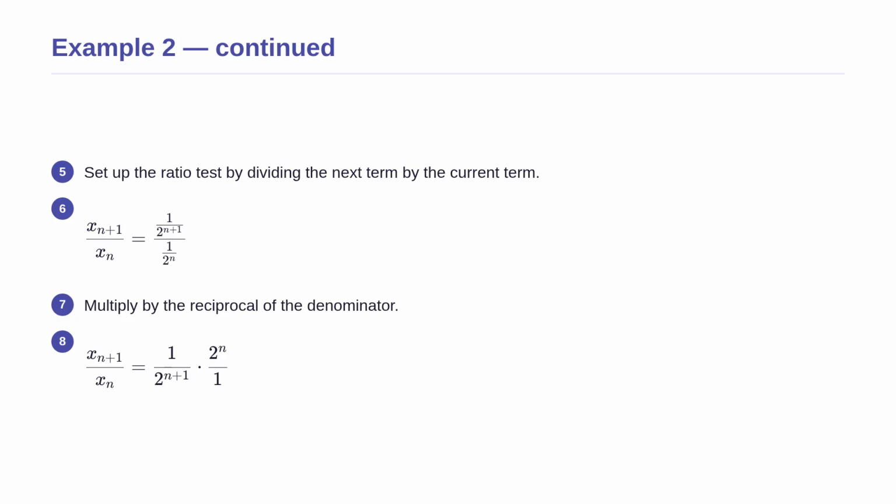Continuing with our second example, we set up our ratio test by dividing the next term by the current term. As you can see, we have a fraction divided by a fraction. Remember that dividing by a fraction is the exact same thing as multiplying by its flipped version, which is called its reciprocal. This simple algebraic trick turns a messy division problem into a straightforward multiplication problem. We now have 1 over 2 to the power of n plus 1 multiplied by 2 to the power of n over 1. Next, we will simplify this using exponent rules.